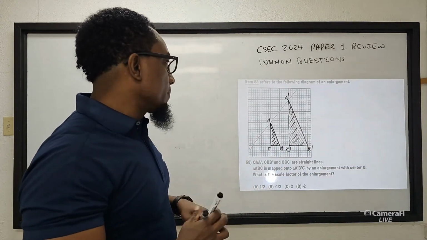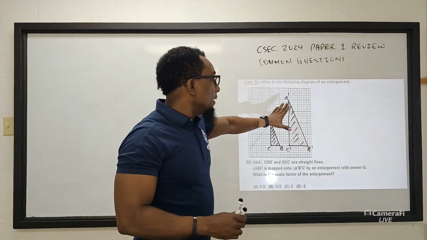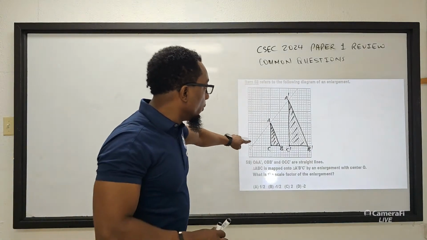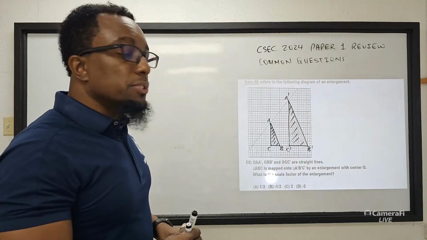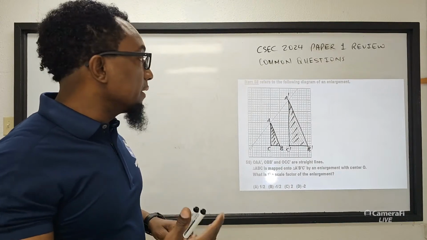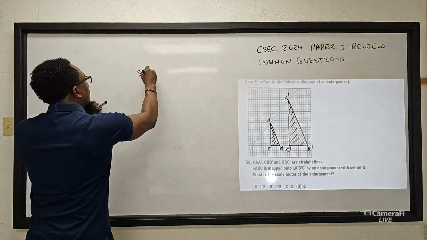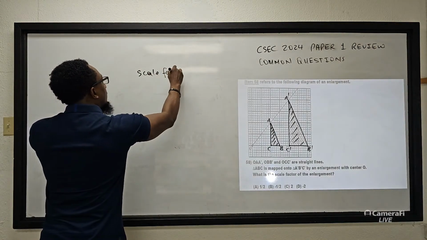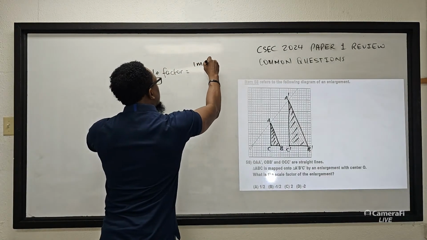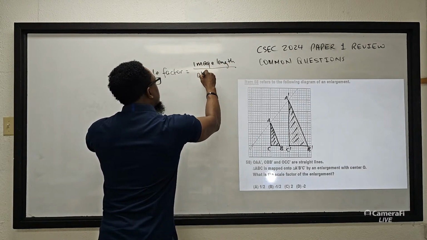So they ask, this is an enlargement. So A'B'C' is an enlargement of ABC, center O. They ask what is the scale factor. For an enlargement to occur, you need a scale factor. And the scale factor is always image length over object length.